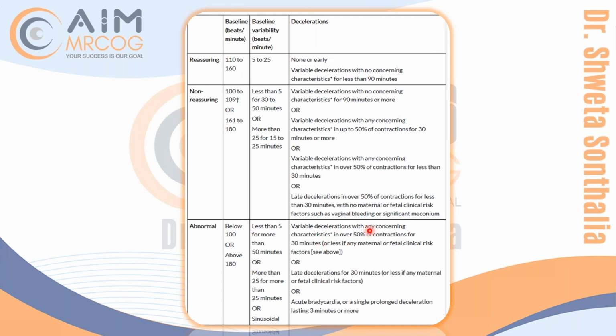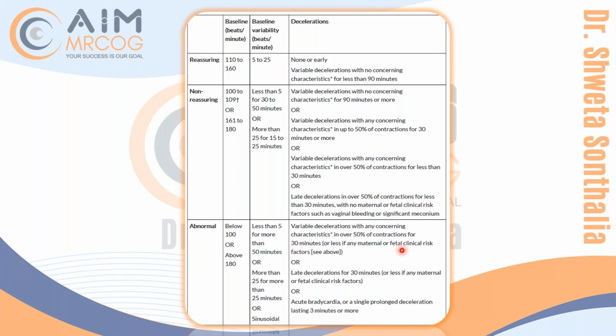So variable with any concerning features in over 50% of the contractions. That means in 10 minutes, if 5 contractions and you're getting the variable deceleration with concern in 3 out of that, it is more than 50% of contractions. So more than 50% of contractions for 30 minutes. So you need 30 minutes CTG, right?